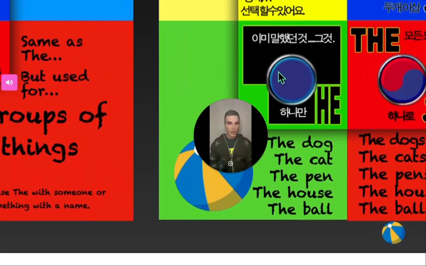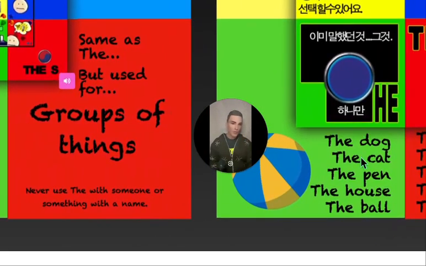So let's go ahead and look at this bottom one, the. So these were examples for the. Okay. The dog, the cat, the pen, the house, the ball. The dog we both know about. The dog we can both see. The dog in the story. The dog in the homework we were given.